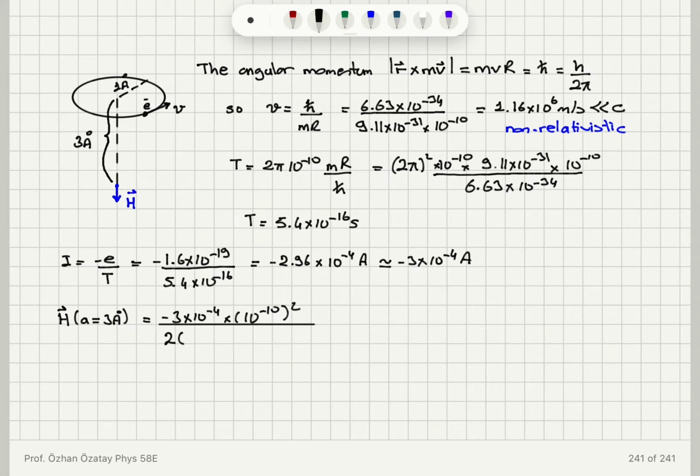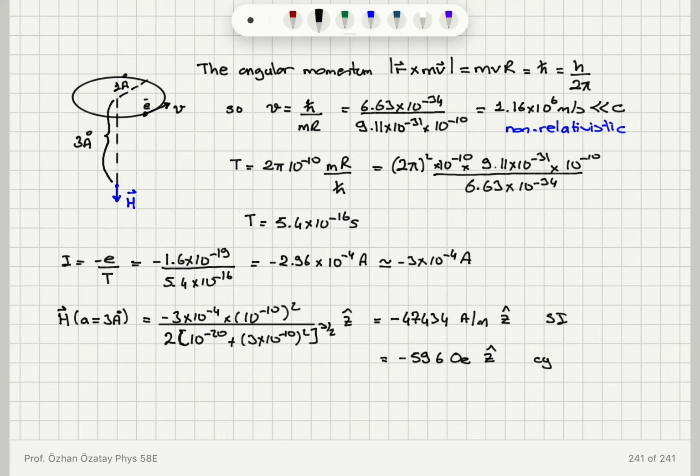2 times (R squared, 10 to the minus 20, plus a squared, 3 times 10 to the minus 10 squared) to the power 3 over 2, in the z hat direction. So this will give us minus 47,434 amps per meter in the minus z hat direction, or minus 596 Ørsted in the minus z hat direction.